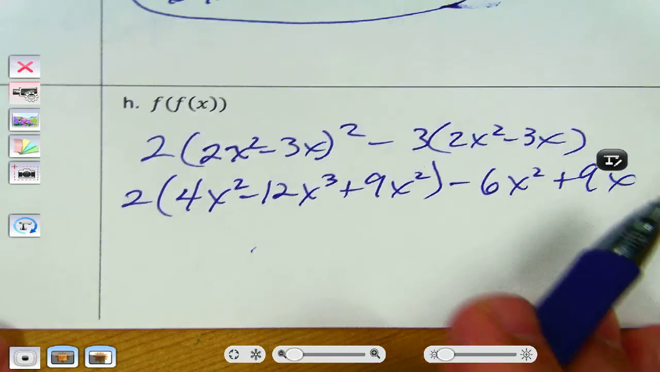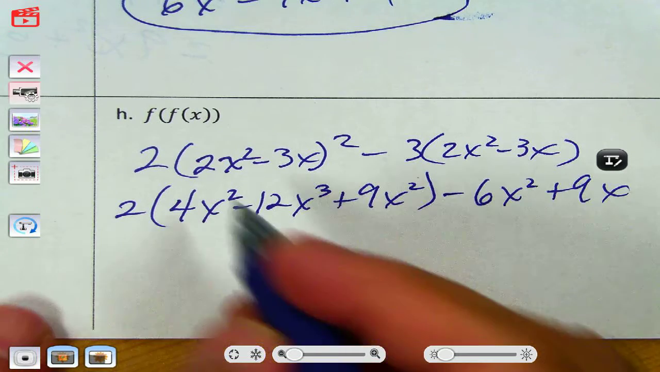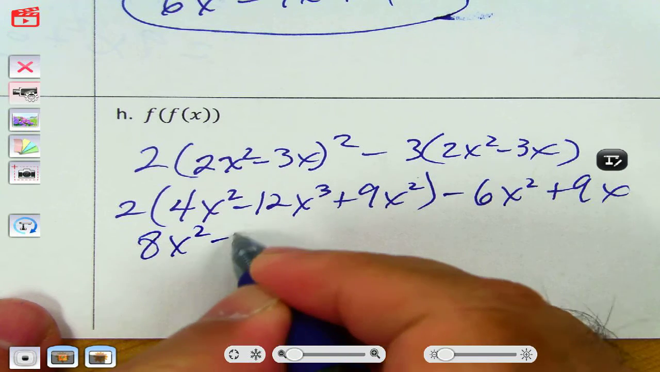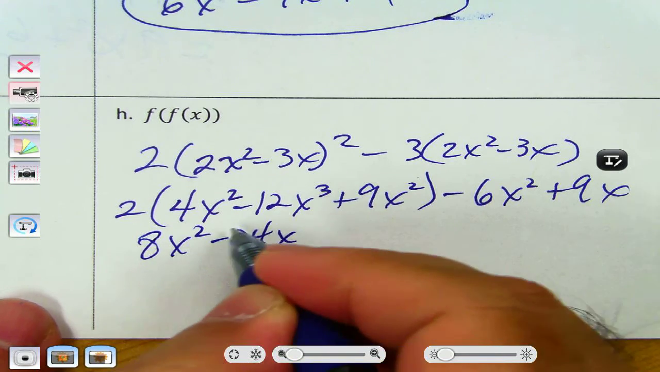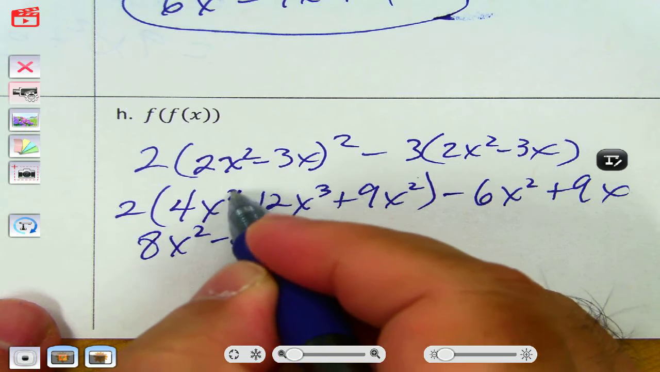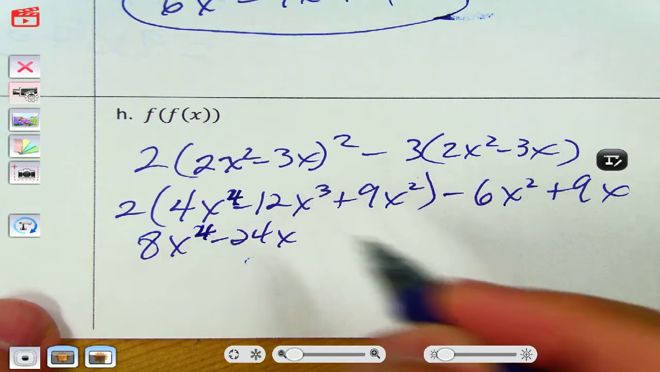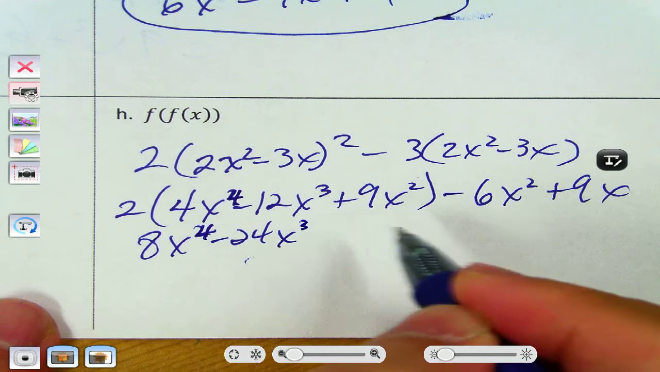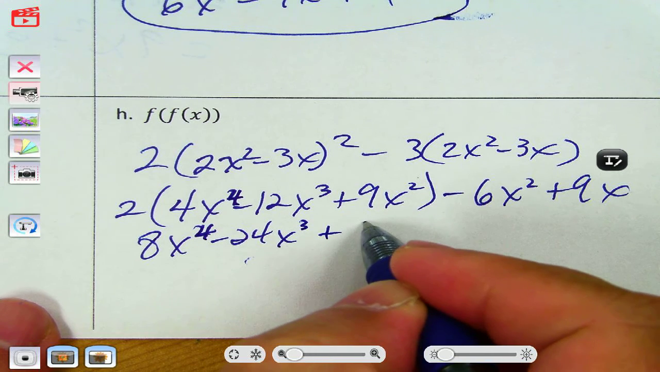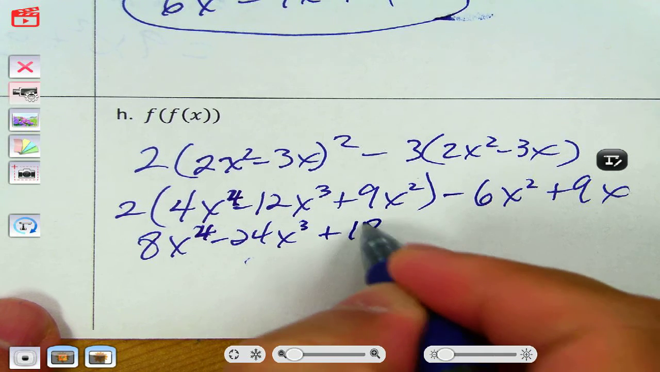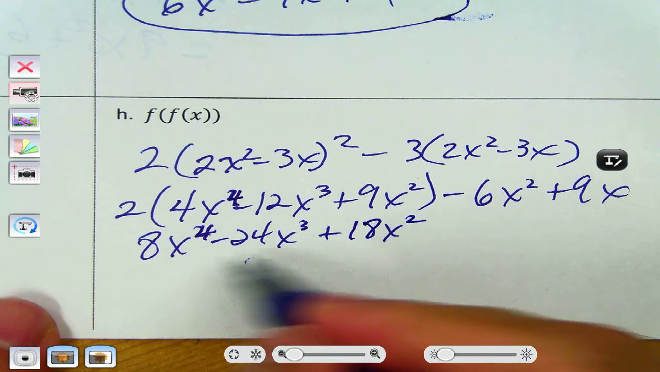Now we're going to distribute that 2. So it's 8x squared minus 24. Oops. That should be x to the 4th, not x squared. Sorry. So 24x cubed plus 9, 9 times 2 is 18, x squared. Let me double check everything here.